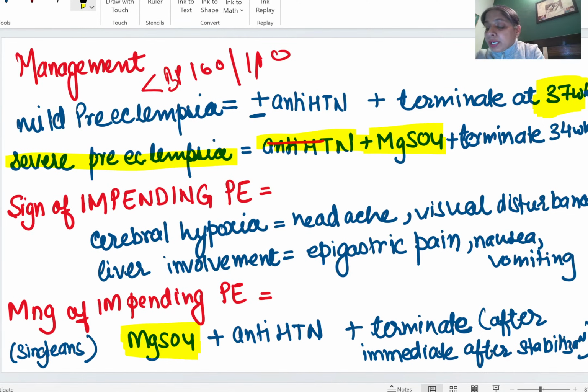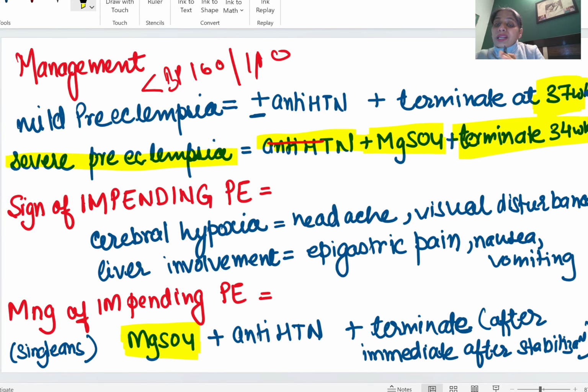Yes, Dr. Isra, after gestational hypertension comes the stage of preeclampsia. Okay, yes, you're right. So along with antihypertensives, we have to give magnesium sulfate so that eclampsia does not happen. Okay, and we have to terminate it at 34 weeks. This 34 is very important.